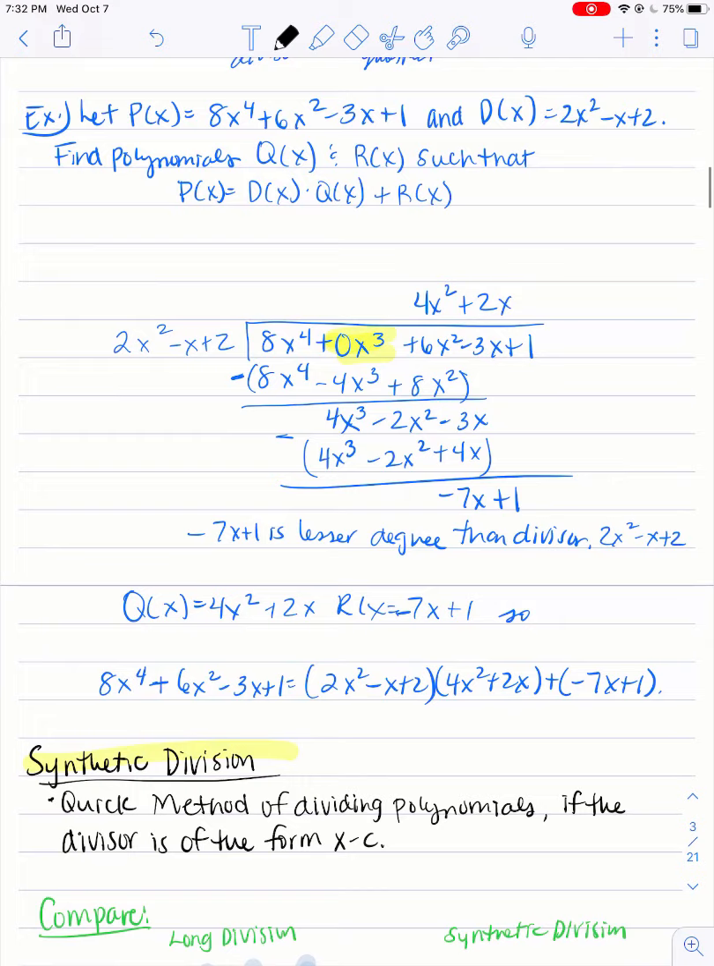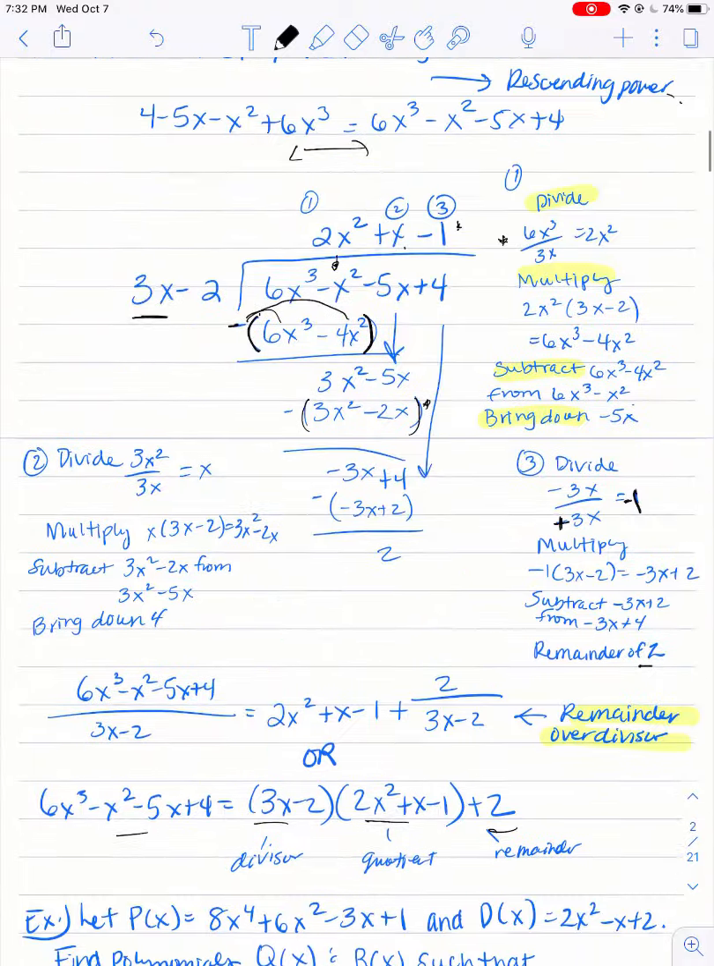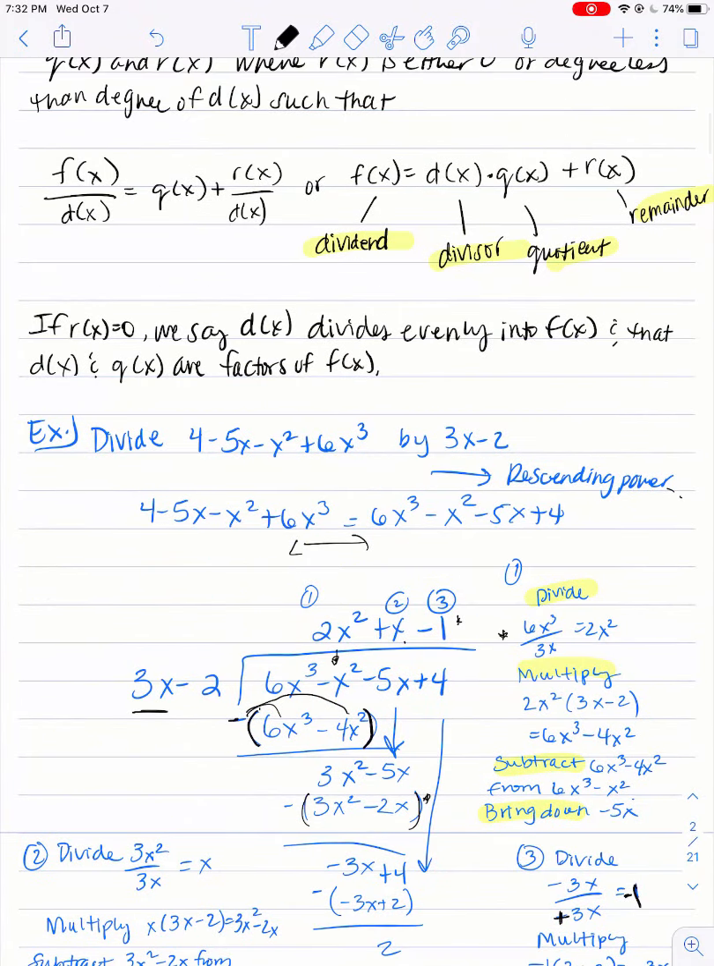Okay, so our next example is going to be, let p of x equal 8x to the fourth plus 6x squared minus 3x plus 1, and d of x equal 2x squared minus x plus 2. So we want to find polynomials q of x and r of x such that p of x equals d of x times q of x plus r of x. So essentially what we're doing is dividing p of x by d of x to find our q of x and r of x, because that matches the form from our division algorithm.